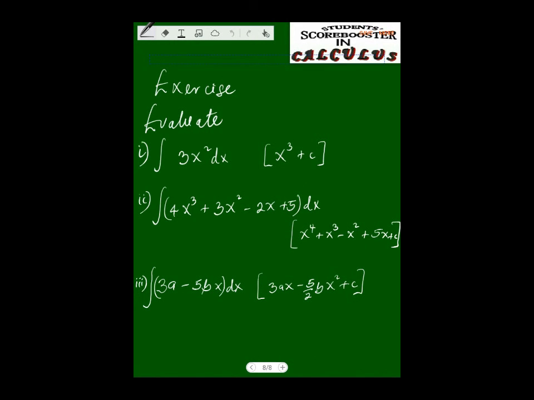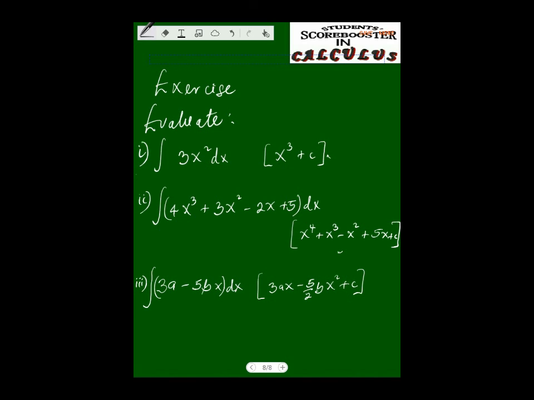Having done that, the next thing is for me to give you something to try your hands on, and this is the exercise. So the exercises are listed as follows. So evaluate. The first one is this, and this is your answer, and the second one, this is your answer, and the third one. I want you to try your hands on this and see what happens. This will tell you if you really understand the topic or not.